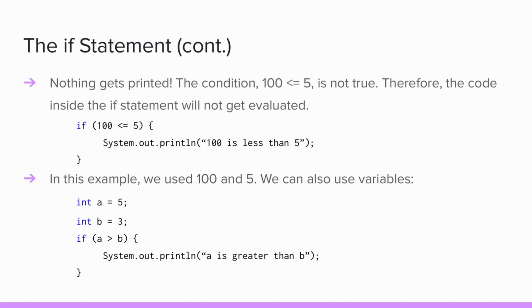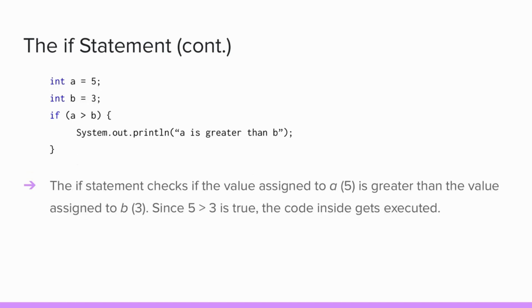When we write if statements, we can also use variables in our conditions. In this example, we check if A is greater than B. If the value assigned to A is greater than the value assigned to B, then the code inside should be executed. In our example, since 5 is greater than 3, the code gets executed.